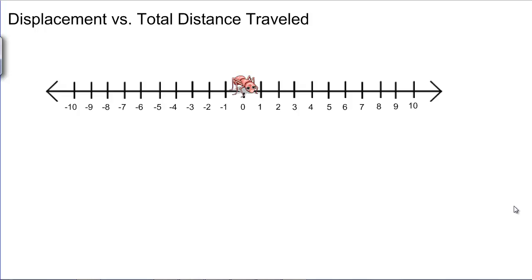Today we're going to talk about the difference between displacement and total distance traveled. So if I have this little bug and he's walking along on this rope, which just happens to be a number line. So he starts at 0 and he walks up to 6. And then he turns around and he walks backwards down to -5. Then he walks back to 0.